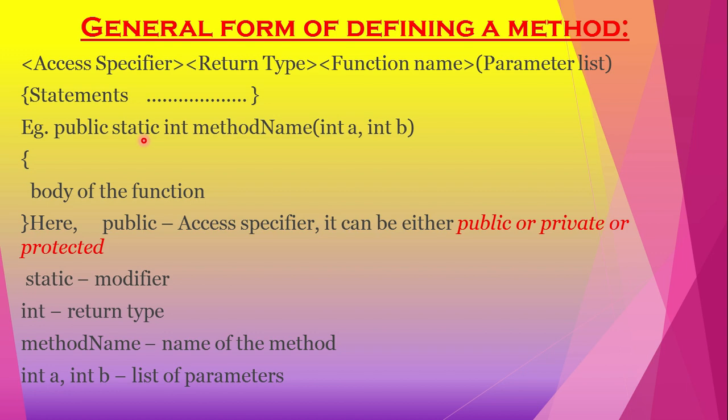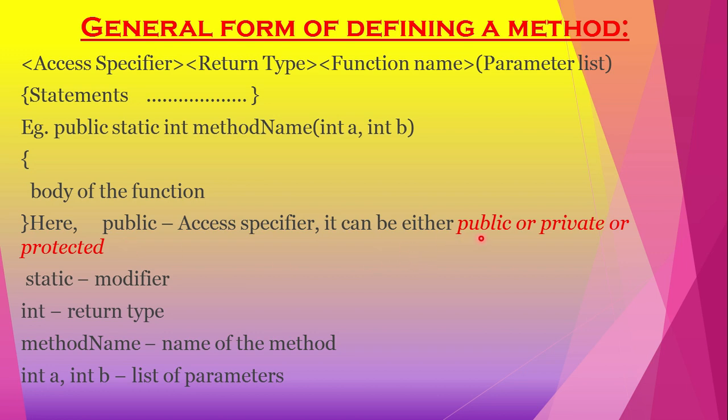Static modifier. Int the return type. Method name, it is the method name itself. Int a, int b, they are parameter lists. See first one public, this is access specifier.